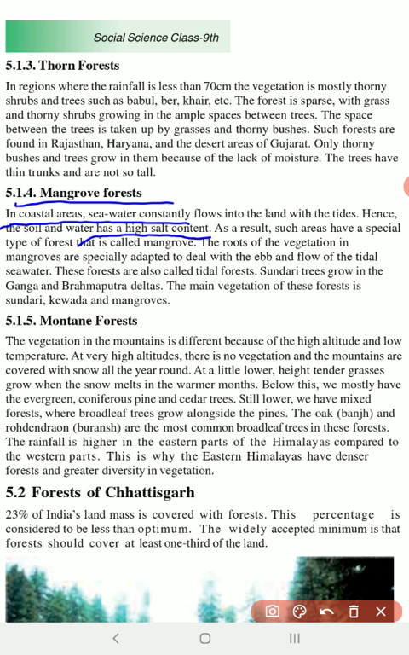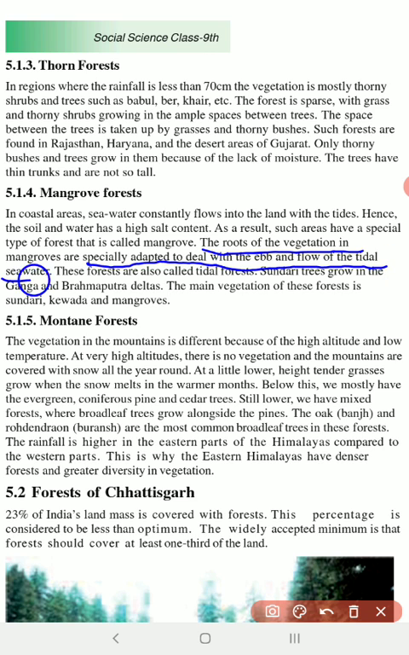They are also forests. Okay, so because of the high salt content, these areas have a special type of forest. It's called mangrove forest. Because of the high salt content, we call these trees that grow in large tracts of land across the coastal areas mangrove forest. Okay, so the roots of these trees, whatever grows there, are specially adapted to deal with the ebb and flow of the tidal sea water.